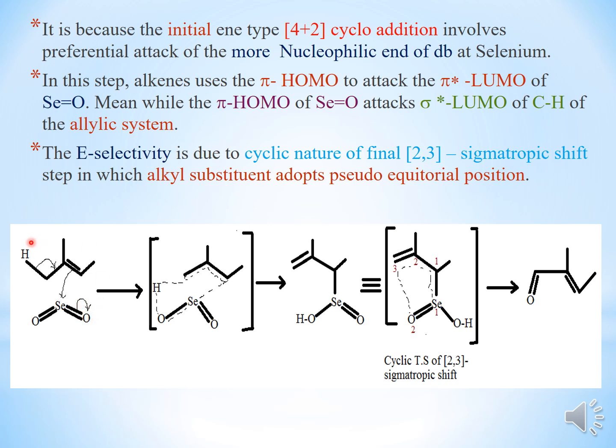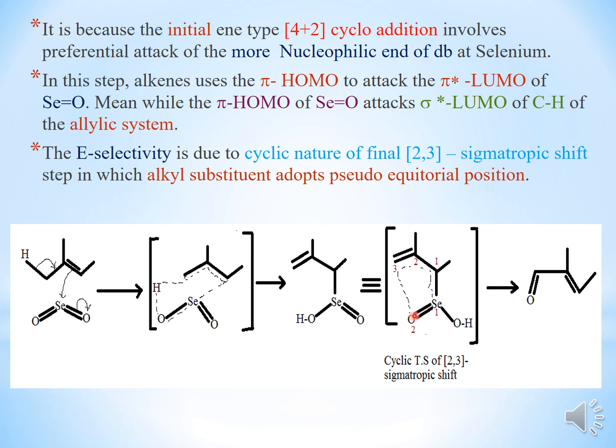That O minus will abstract the proton from here, so you will result in this structure. Once you get back this structure, this can also be written like this, right? Alright, so this is a cyclic transition state of the 2,3 sigmatropic shift. Whatever you are showing here, initially there is the [4+2] cycloaddition, and then it will result in the 2,3 sigmatropic shift.